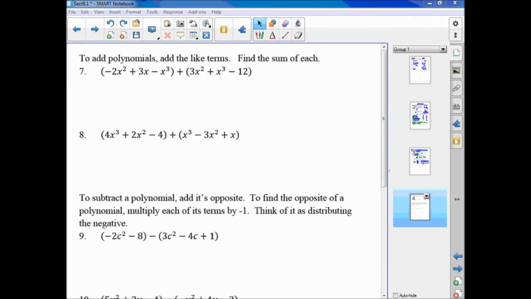To add polynomials, add the like terms. Find the sum of each. Okay, so if we want to add up polynomials, then we're supposed to add up the like terms. And find the sum of each just says add them together. That's what it means. So what do they add to?